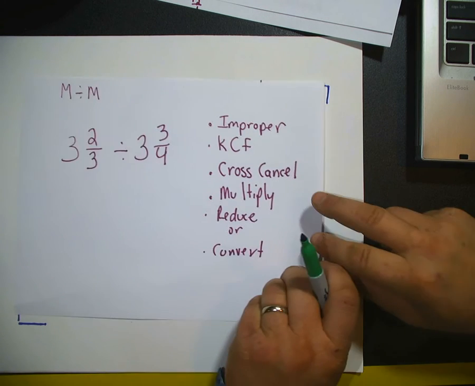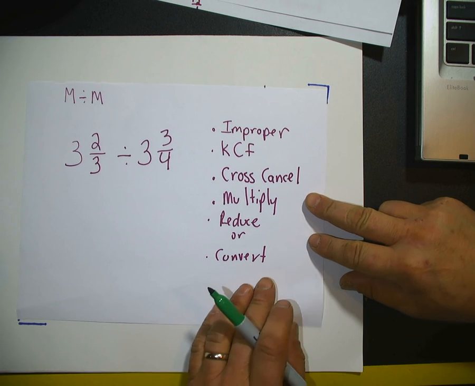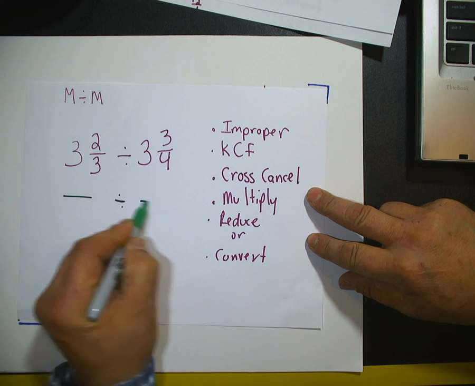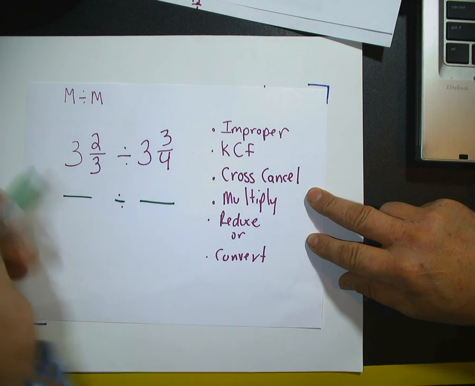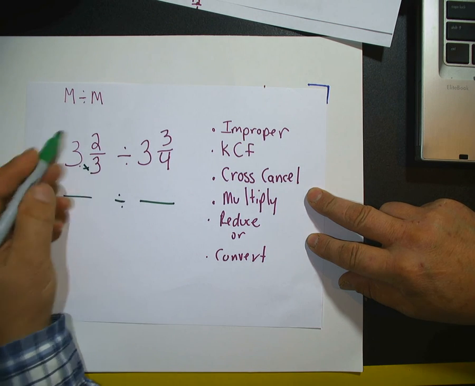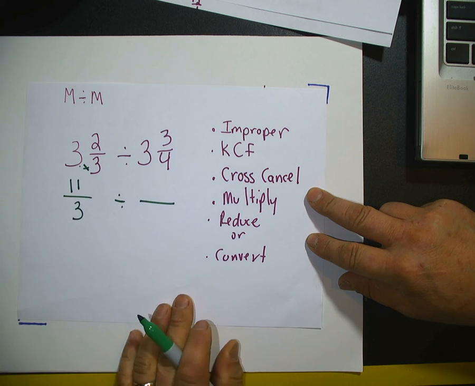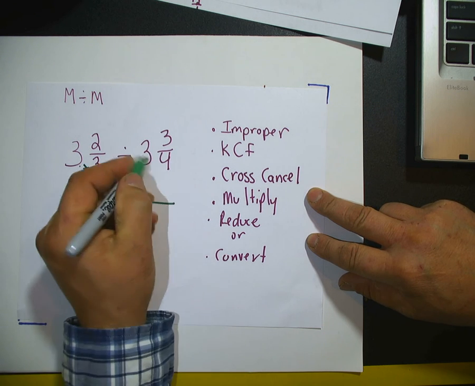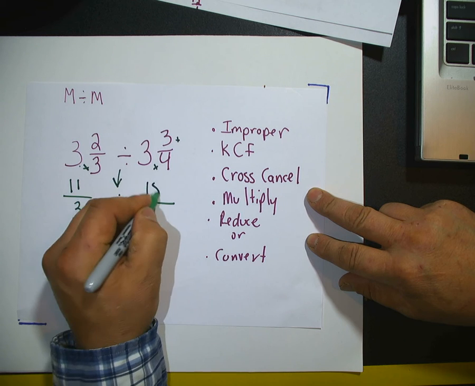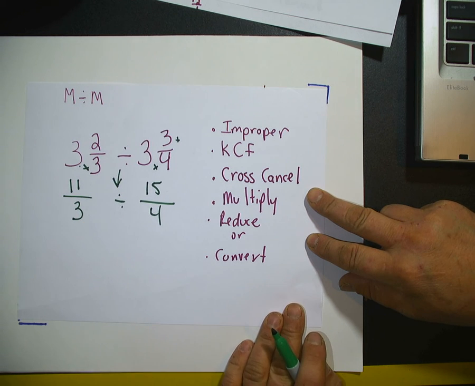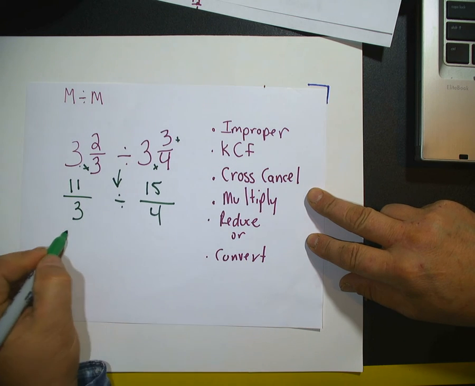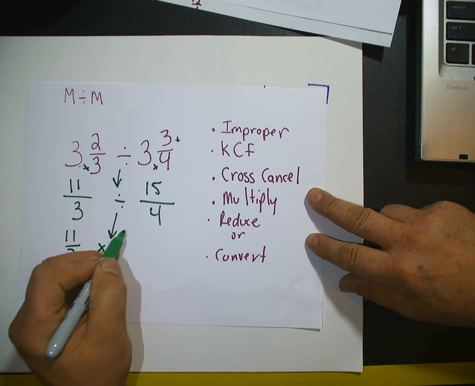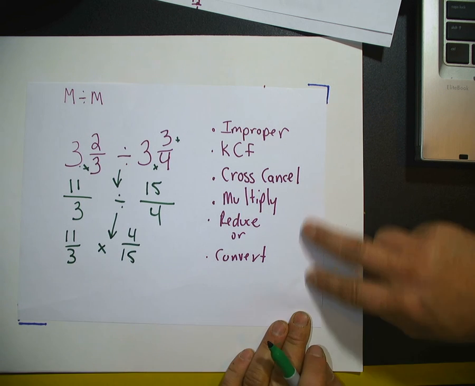And last one I'm going to show you is a mixed number divided by a mixed number. So my first step whenever I'm dealing with mixed numbers is to convert it to an improper fraction. Whole number times the denominator plus the numerator. That becomes 11 over 3. Keep the division sign first. 3 times 4 plus 3 is 15 fourths. Now I'm going to do keep, change, flip. 11 over 3 times flip 4 over 15.